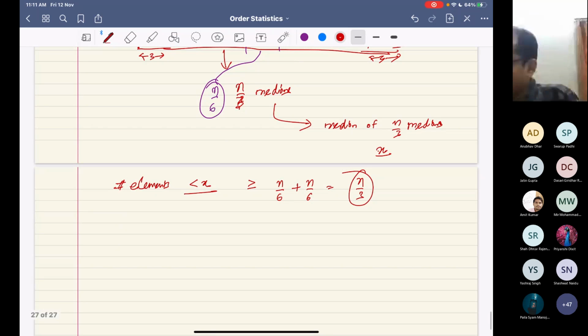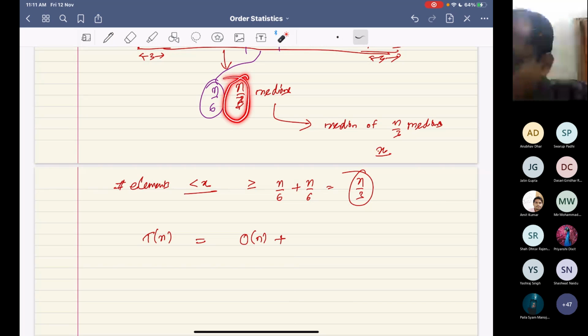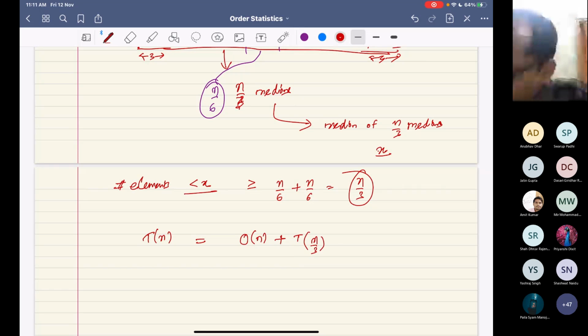Okay, fine. So if I have this, what will be my formulation of T(n)? I have an order n term that remains there, plus I am recursively calling the algorithm for n by 3 medians. So I'll have a term T of n by 3. And I have to take into account the worst case. What is the largest number of elements in one of the sub-arrays I can have? What will that be?